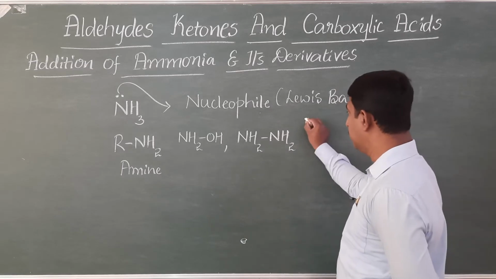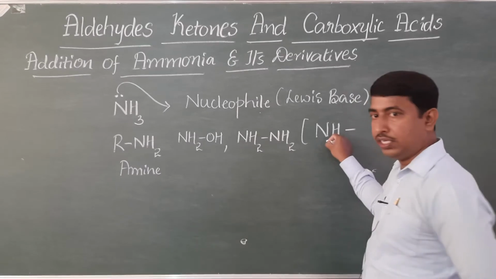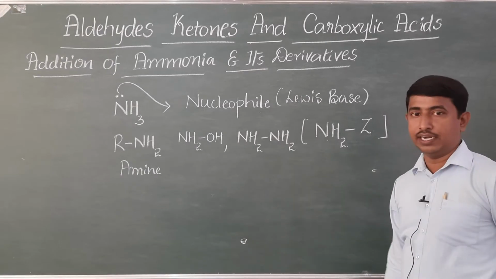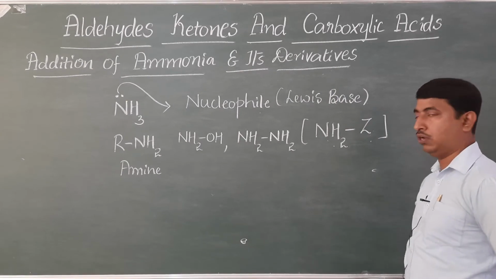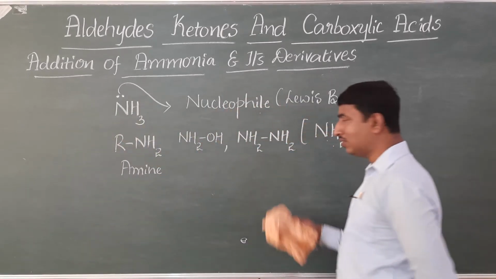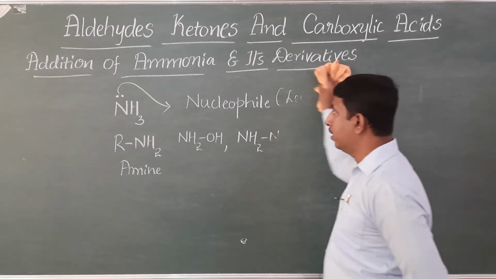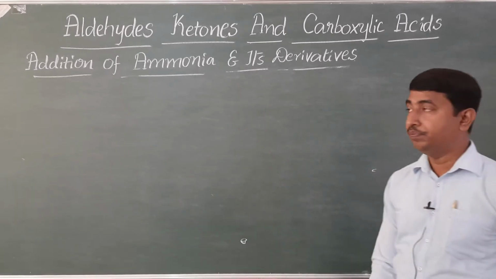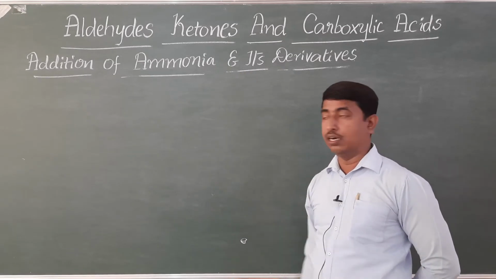Generally we can represent a derivative of ammonia like this: NH2, where one of the hydrogens is replaced by some other group, let us take it as Z. So NH2Z represents a derivative of ammonia. Before writing the reactions with these compounds, let us write the general mechanism of addition of ammonia or its derivative to a carbonyl group.